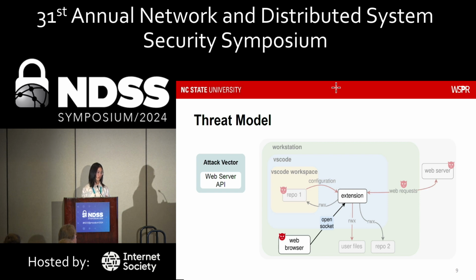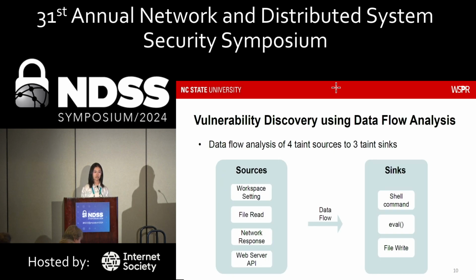So in all these 3 attack scenarios, we have an attacker that takes advantage of some entry point, and through that entry point, malformed data would flow into the extension. Our approach for identifying vulnerabilities in it is through data flow analysis. We have 4 taint sources mapped to the attack vectors, and we have 3 taint sinks where we identify some type of code execution. The first one being a shell command, the second being the eval function in JavaScript, which allows you to evaluate a string as code, and the third one being writing to sensitive user files on the workstation.